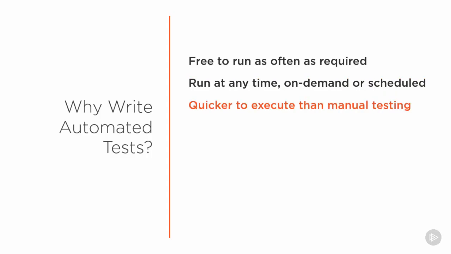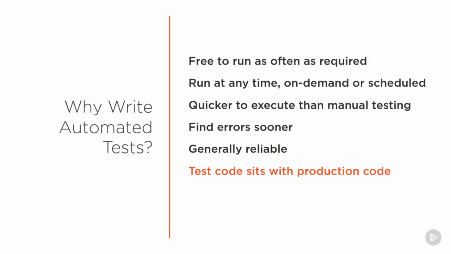Automated tests can run very quickly, more quickly than, for example, trying to test manually. And essentially this speed of execution helps us find errors sooner, and generally the quicker we find errors, the less costly they are to fix. Automated tests are generally very reliable. If they've been written correctly, all other things being equal, tests should either pass or fail in a reliable manner. The automated test code that we write can sit in source control alongside the production code, so our tests shouldn't get out of sync with the actual production code they're testing.